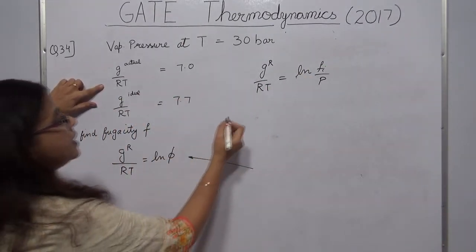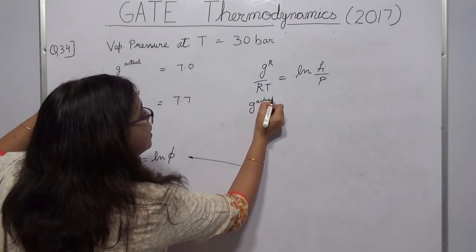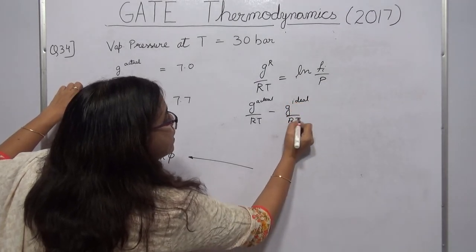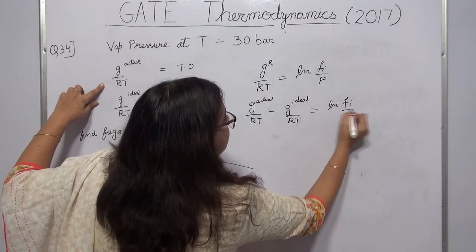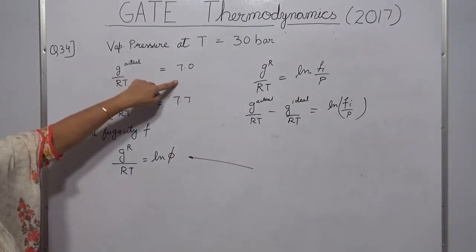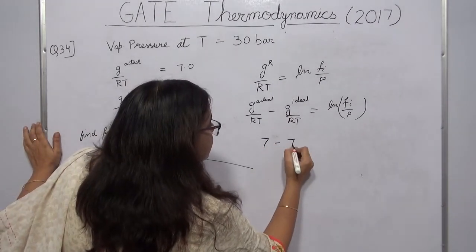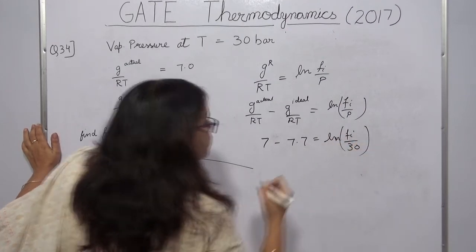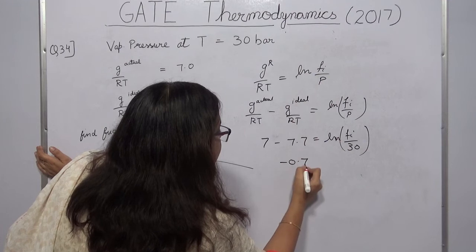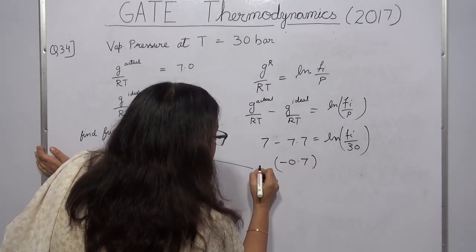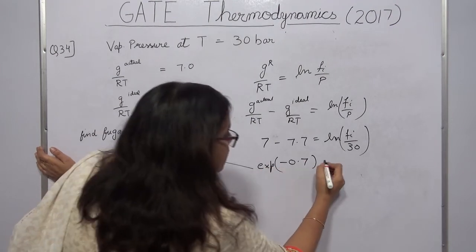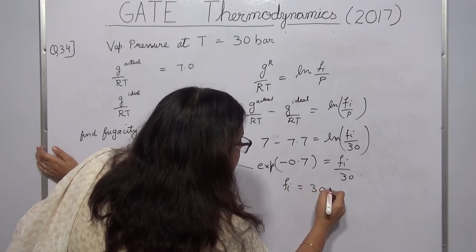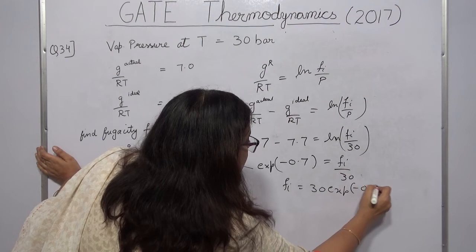So what is GR? That is equal to G actual upon RT minus G ideal upon RT, that is equal to ln Fi by P. Put the values, 7 minus 7.7, that is equal to ln Fi by 30, minus 0.7. If I take the exponent on this side, it becomes e raised to minus 0.7, equal to Fi by 30, or your Fi will be equal to 30 times e raised to minus 0.7.